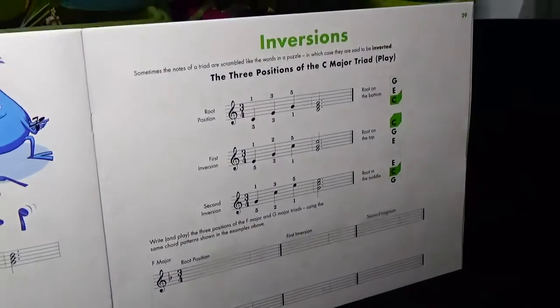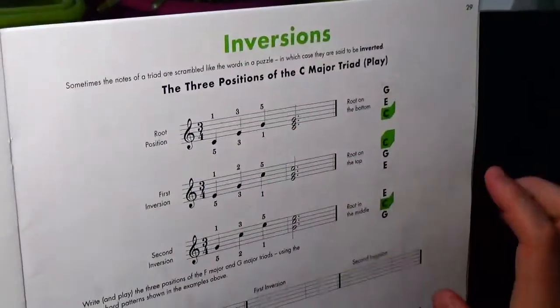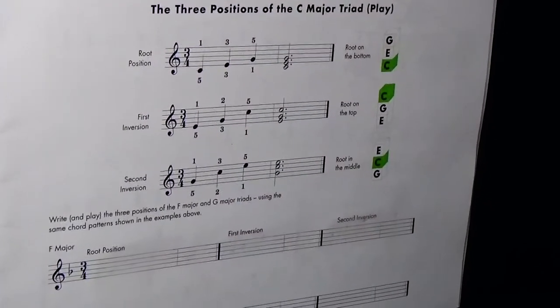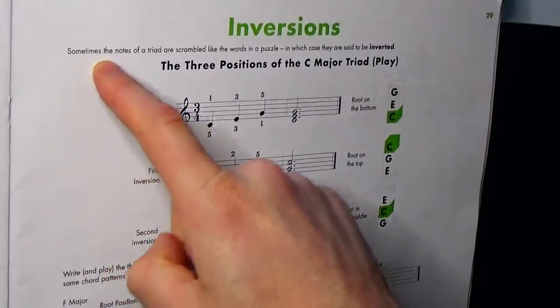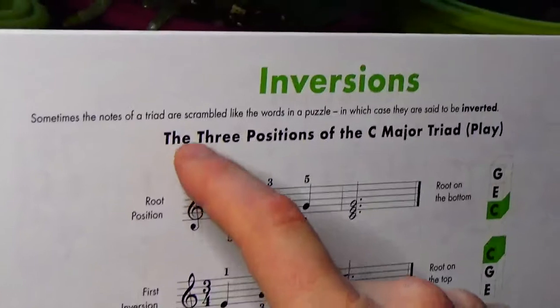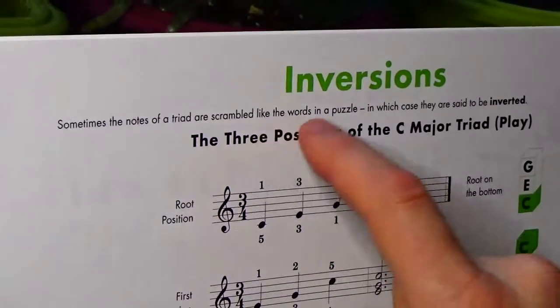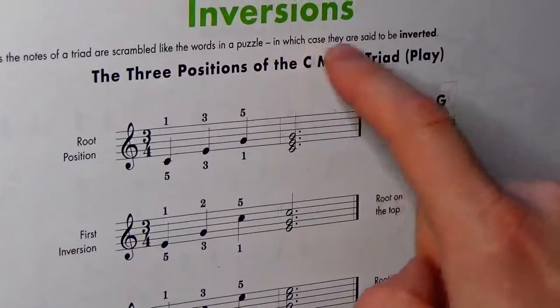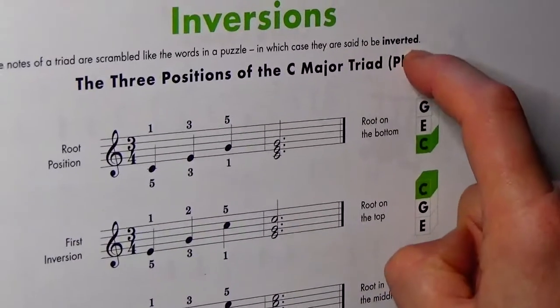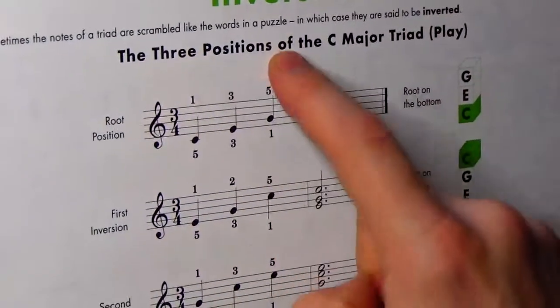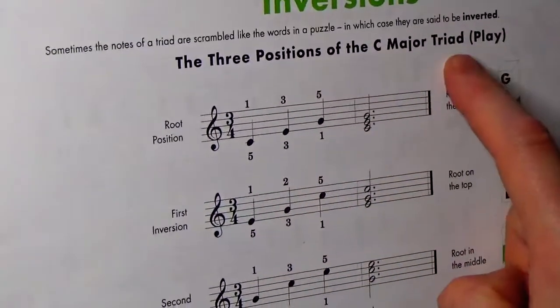Now it's time to move to page 29 and talk about the inversions. What are the inversions? Sometimes the notes of a triad are scrambled like the words in a puzzle, in which case they are said to be inverted. The three positions of the C major triad.